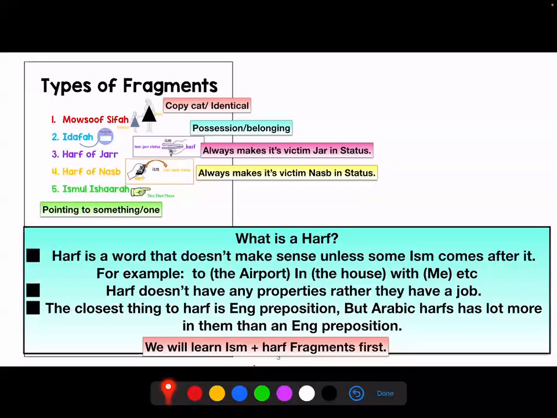The closest thing to harf in English is preposition. How do we translate harf? We say preposition, right? But as we know, we are calling ism noun, right? But ism is a bigger category than a noun. But we don't have a choice. In the same way, harf, we translate them as preposition, but they are more than preposition. So we need to remember that. And today we are going to learn ism and harf fragment. So let's start.